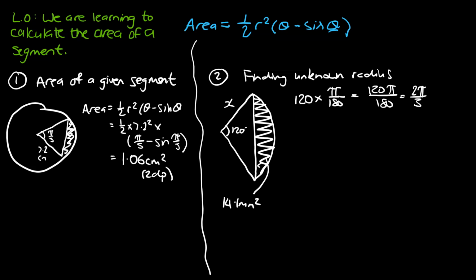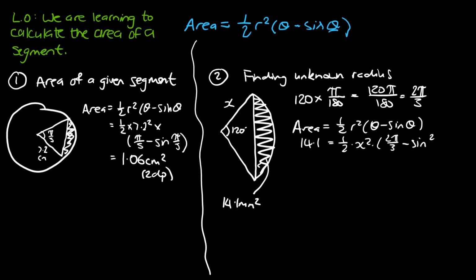Okay, so we've got the radians. From there, we're going to write down our formula. So the area is going to be equal to 1/2 of r squared times (delta minus sine delta). We then start that substitution process. The only thing this time around is we're substituting in the known area, and we're going to be leaving the r as an unknown value, in this case x. So the area, 14.1, is going to be equal to 1/2 times x squared times (2 pi over 3 minus sine 2 pi over 3).